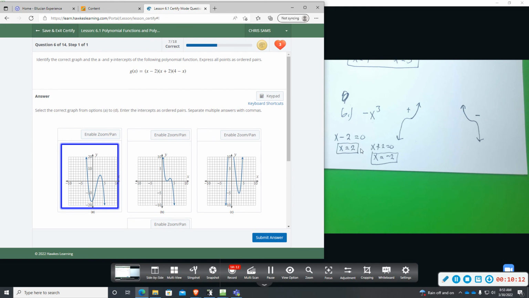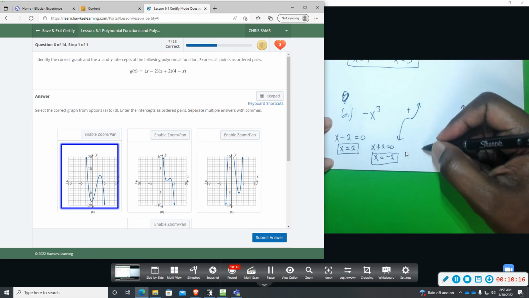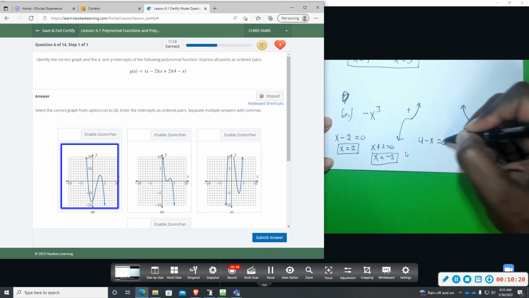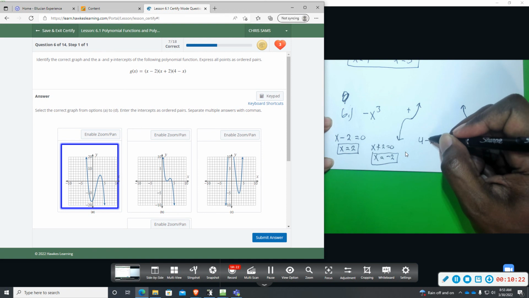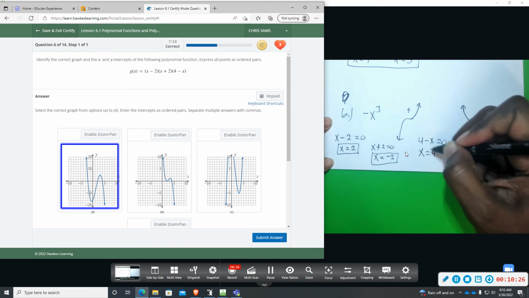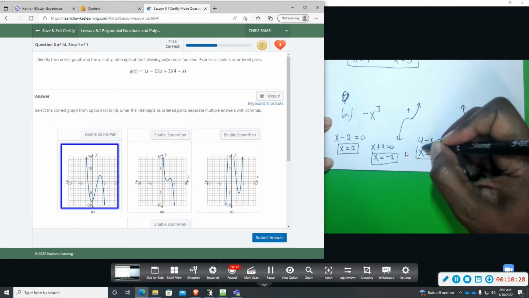And then we'll go ahead and find the last x-intercept. You have 4 minus x equals 0. And I need x to be positive, so I can just add the x over. And I have x equals 4. So these will be my x-intercepts.